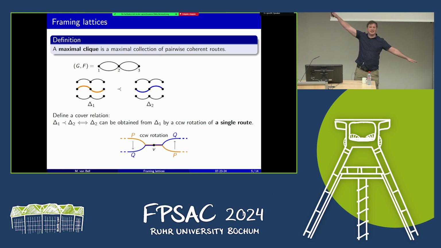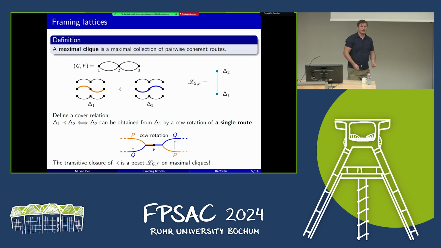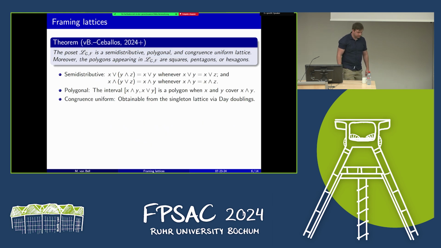You can think of it as, here's my route with the vertex V as my head, and then go like this. And if you can do that in one maximal clique on one route to get another one, then you have a covering relation. It turns out if you take the transitive closure of this cover relation, you get a poset. In this case, the poset is quite small, only 2 elements, but you get a poset. And this poset is what we're calling the framing lattice because of the following theorem.